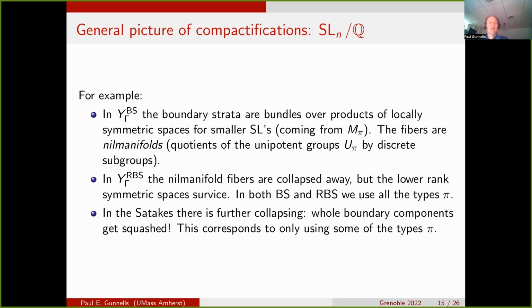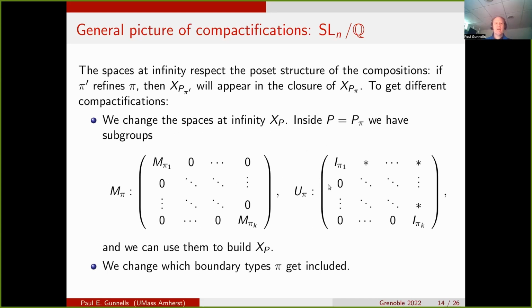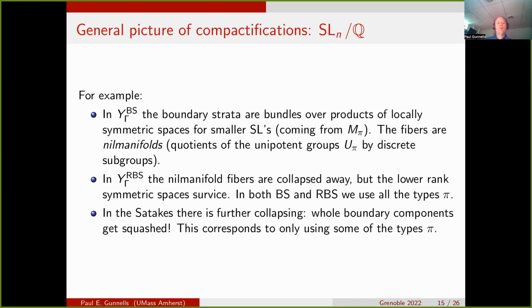Okay. So let me just say in general what they look like for these examples. So in the Borel-Serre, the boundary strata that we get are bundles over the locally symmetric spaces for the smaller SLs. So in the parabolic subgroup, we have these M's. And so if we make the symmetric spaces for them, we get a product of lower copies of these SLN symmetric spaces. And we have a fiber bundle over that, and the fiber bundles come from the unipotent groups U pi. So those are called nil manifolds.